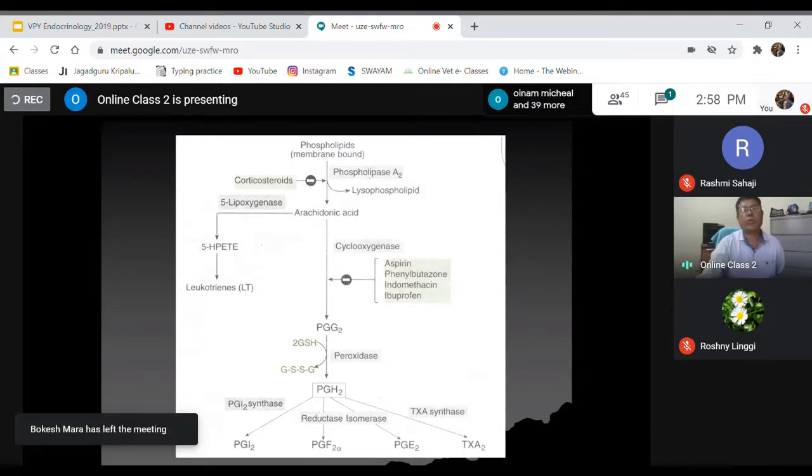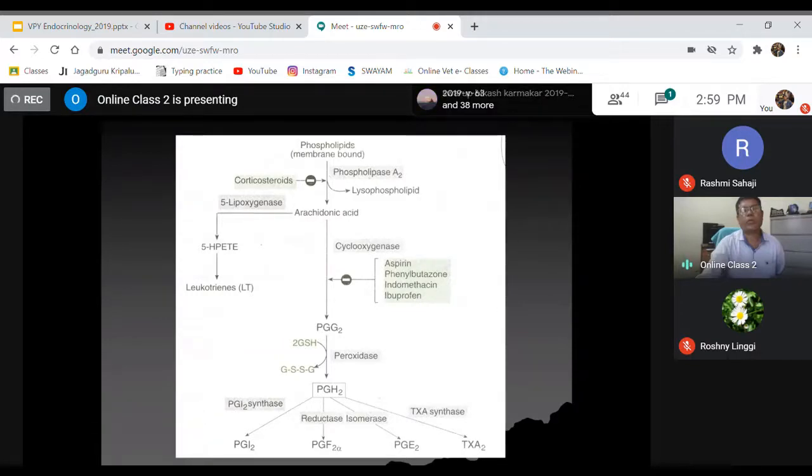So you'll find that some of the drugs used to inhibit fever, pain, inflammation and all that are all related to the prostaglandins. So this can be inhibited by the corticosteroids. Then this arachidonic acid, by 5-lipoxygenase, can be converted to 5-HPETE, which can then be converted to the leukotrienes. This is not important for you, so I'm not going into the details of this one.